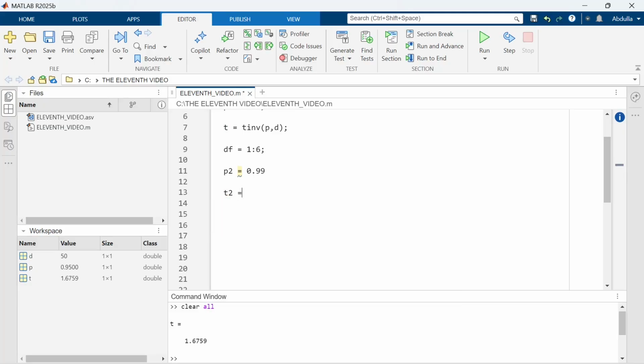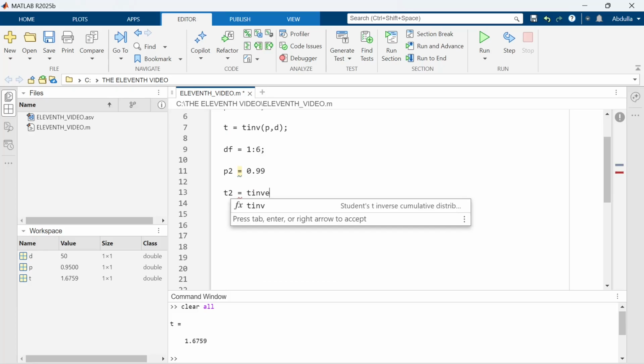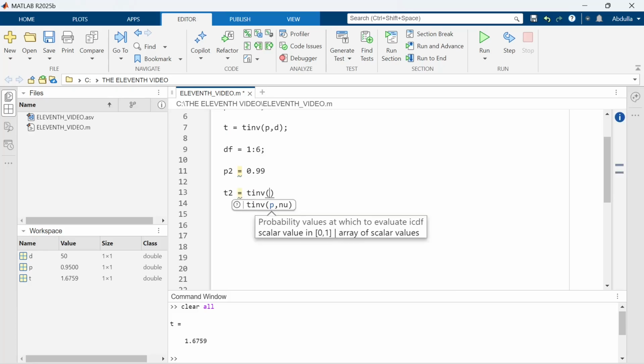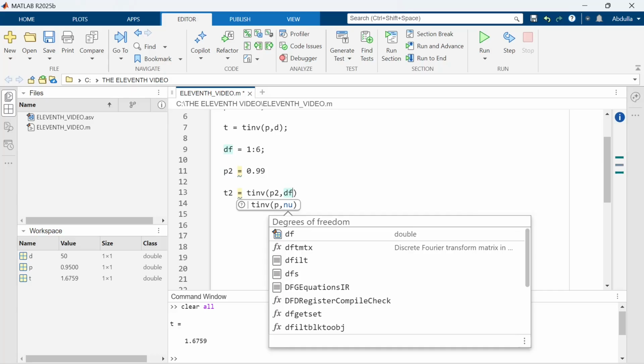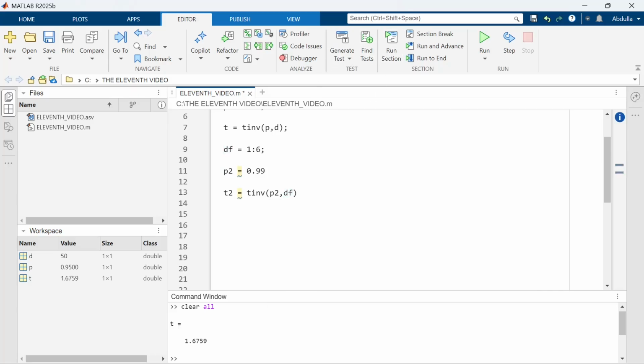So let's create our function. Right now tinv, but this time with p2 and my degrees of freedom. Let's see what we can get. I don't want to display this, so let's suppress it with a semicolon and look at the value of t2. Okay, so in t2 I have 1, 2, 3, 4, 5, 6, six values, and this makes sense because I have 6 degrees of freedom.